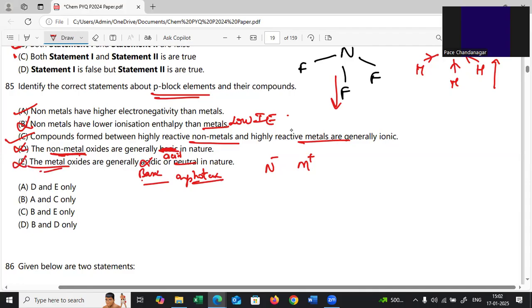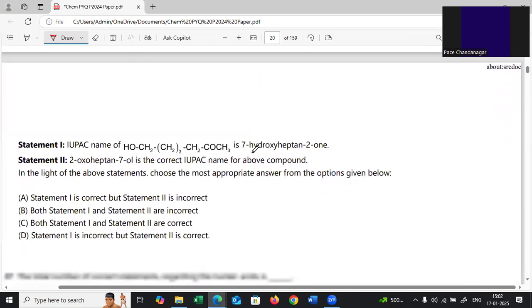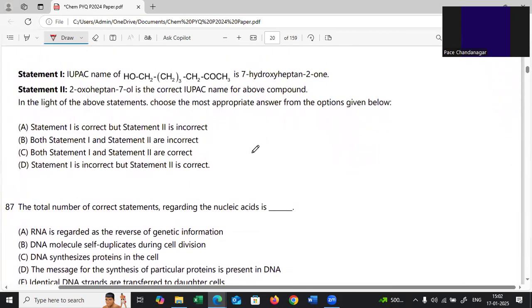Option A and C only are true here. Okay, next, two statements are given to us again. You are asked to find the IUPAC naming for it.